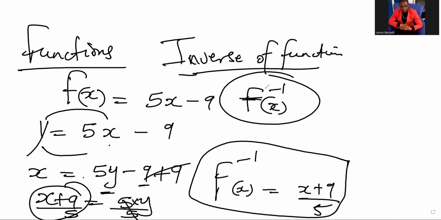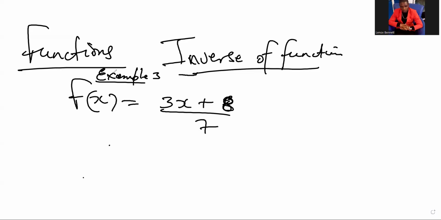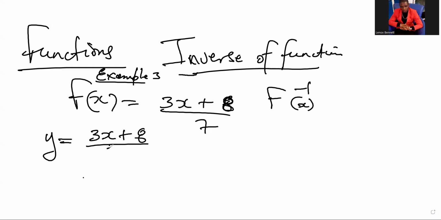Let's get a little bit more complex. Alright, so f of x is equal to 3x plus 8 divided by 7. Let's find the inverse. Even though it gets complicated, still very simple. All we're doing is doing the opposite of whatever is happening. So we change the function to y, it's just the same. So y is equal to 3x plus 8 over 7.